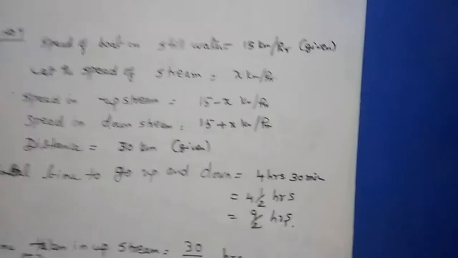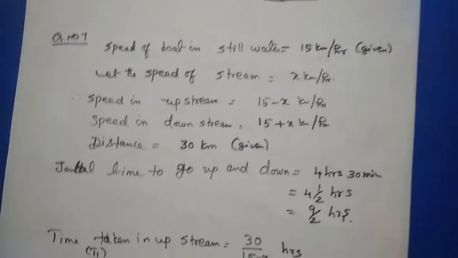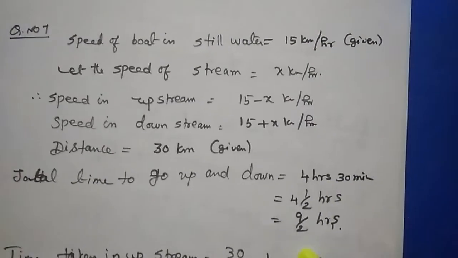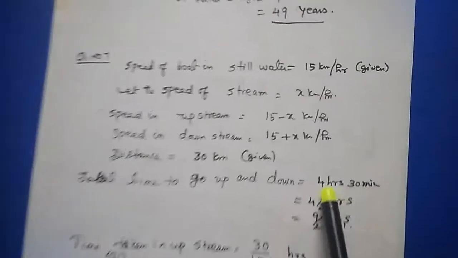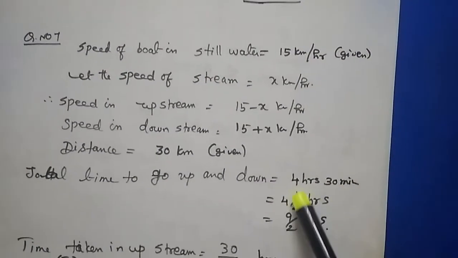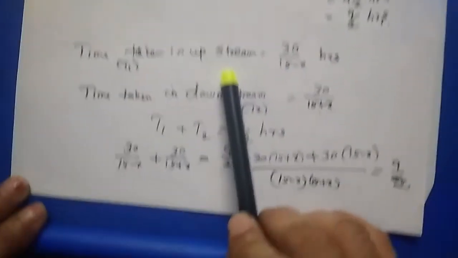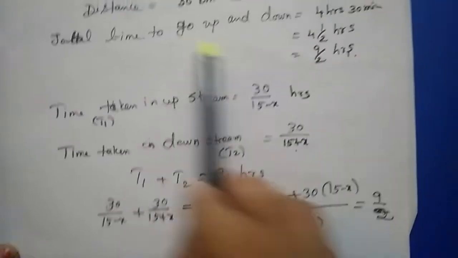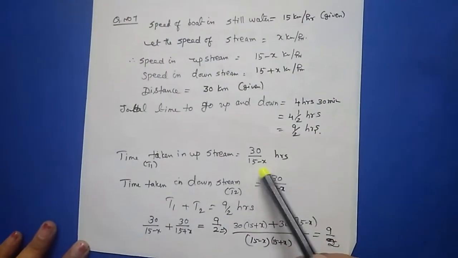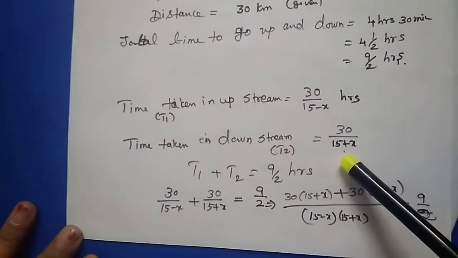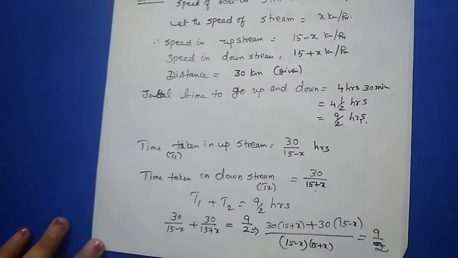Distance is given 30 kilometer. You have to find the time taken in upstream and time taken in downstream. The formula for time, distance by speed. And the total time is given as 4 hours 30 minutes, is equal to 4.5 hours, is equal to 9 by 2 hours. Okay, time taken in upstream, distance by speed. The speed is 15 minus x and the distance is 30. Therefore, 30 by 15 minus x hours. Time taken in downstream, 30 by 15 plus x, because the speed is 15 plus x.